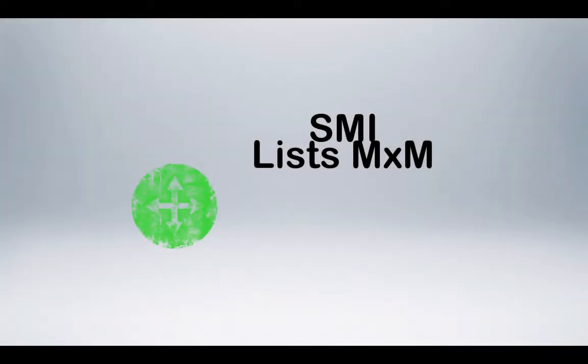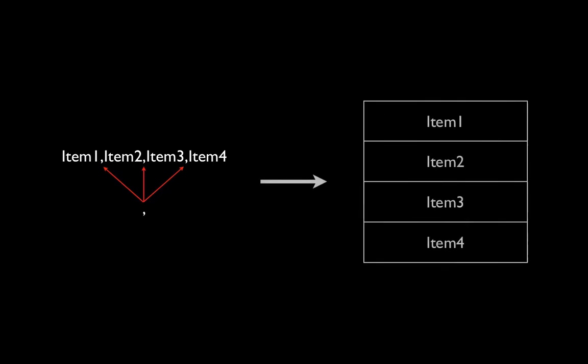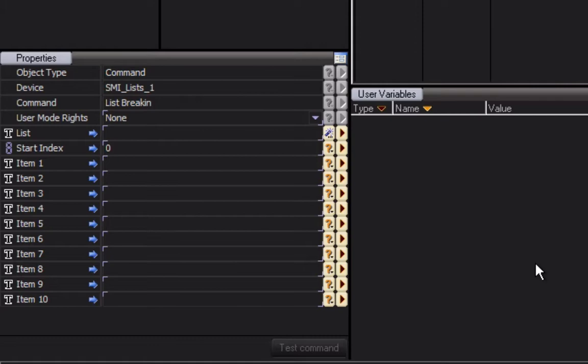This MxM provides simple tools to manipulate Medialon list objects, including combining, splitting, sorting, and ordering. Let's begin with the commands that can be used to create lists from other items: convert to Medialon list and list break-in. Both of these commands can output directly into list objects. Convert to Medialon list takes a single string and splits it into separate items based on the character you specify. List break-in allows you to define the exact items you would like in the list and at what starting index.